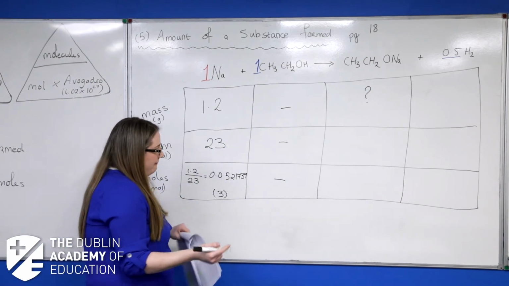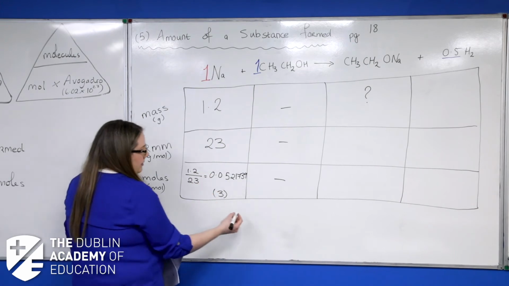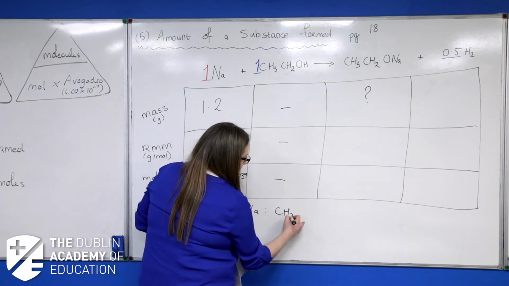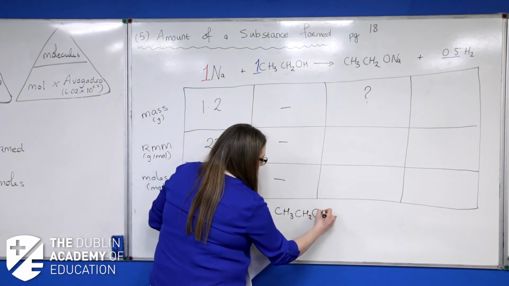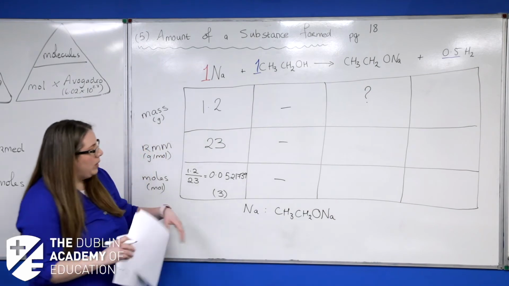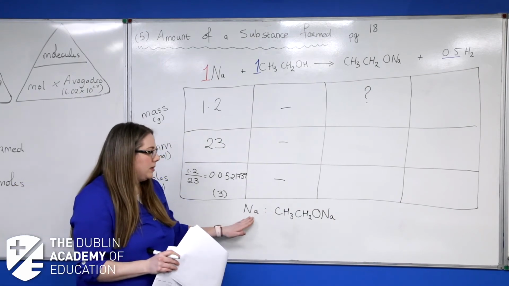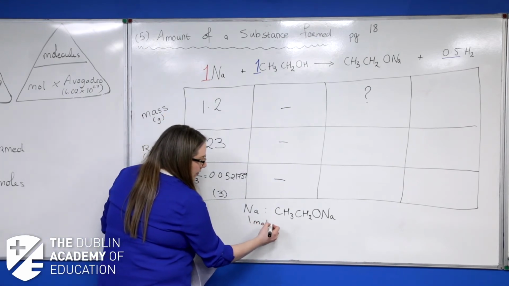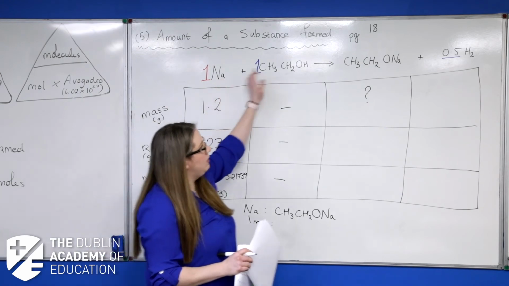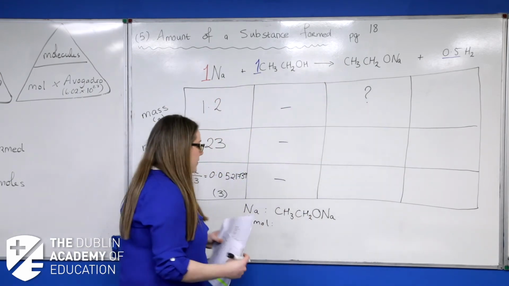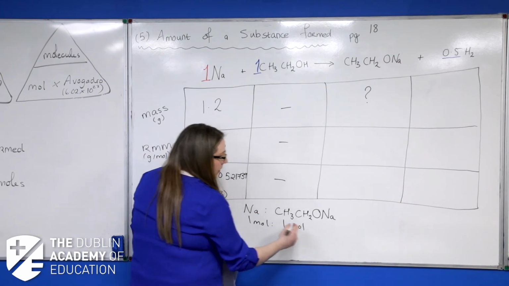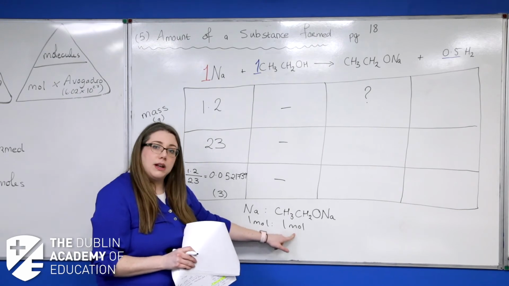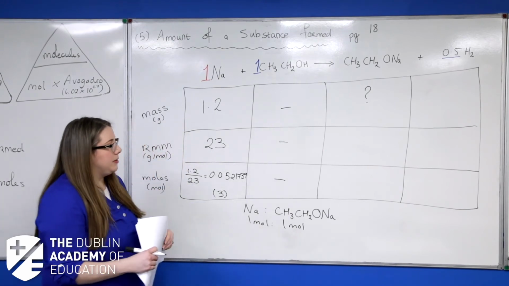Now, if we look at the balanced equation, and we look at sodium and the product, we need to look at the relationship between the two from the balanced equation. 1 mole of sodium reacts to give me 1 mole of product. So there's a 1:1 ratio between them. So however many moles of sodium I start with, you're going to form the same number of moles of the product. Now we're going to fill that into the table.